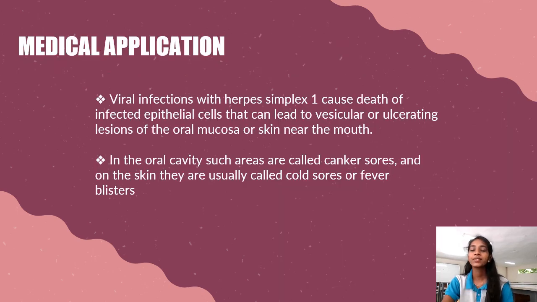Medical application. Viral infection with herpes simplex 1 causes death of infected epithelial cells that can lead to vesicular or ulcerating lesions of the oral mucosa or skin near the mouth. In the oral cavity, such areas are called canker sores, and on the skin they are usually called cold sores or fever blisters.